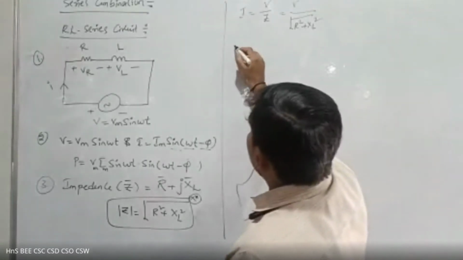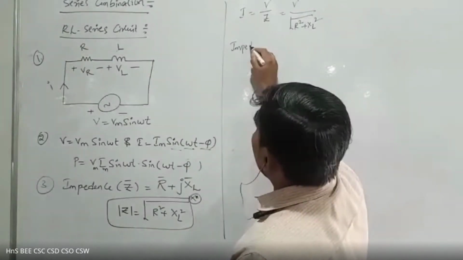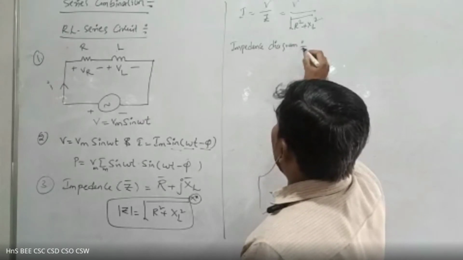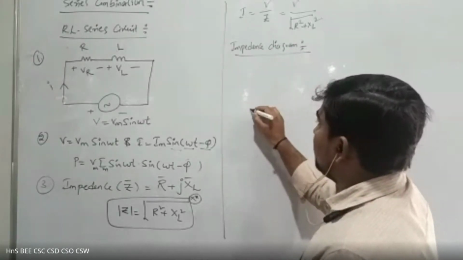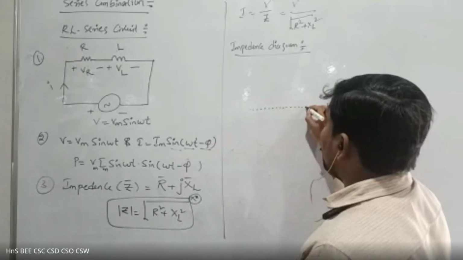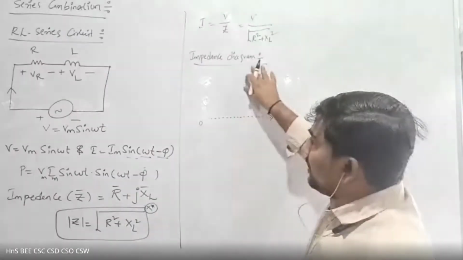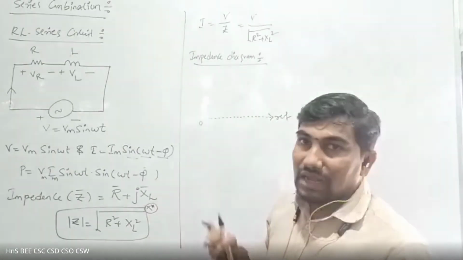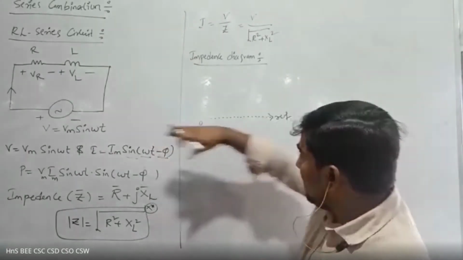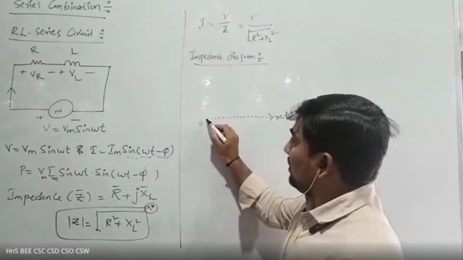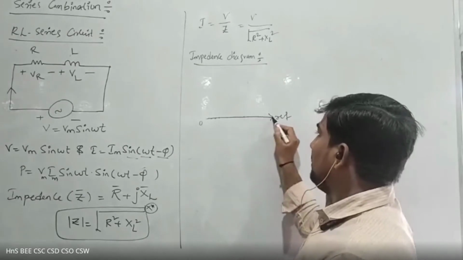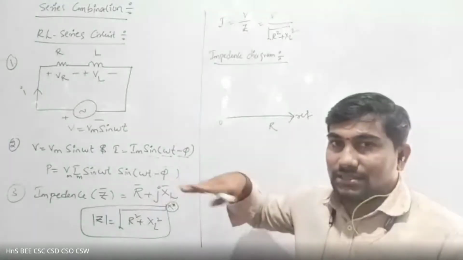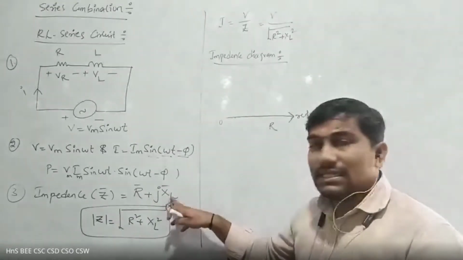Now you have to draw the impedance diagram. What is the impedance diagram of RL? Take the reference first. This is the reference. Which is the real part? R is the real part, and the imaginary part is XL. The real part is in phase with the reference line, which is called the x-axis. Any imaginary part is called the y-axis.